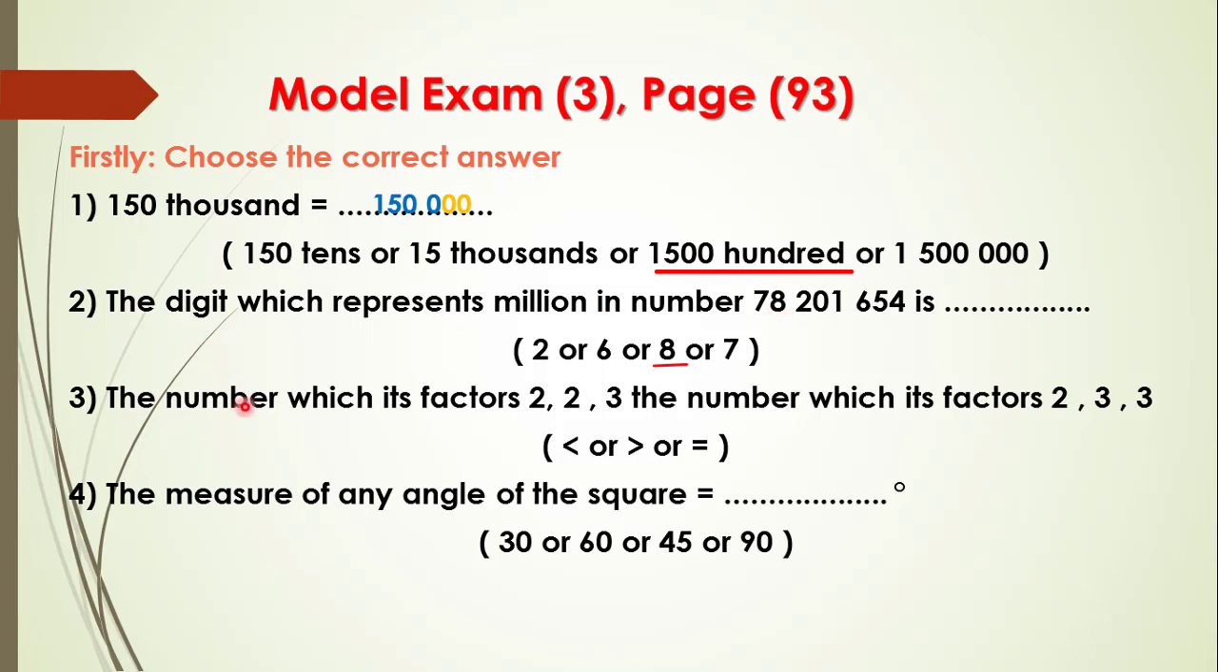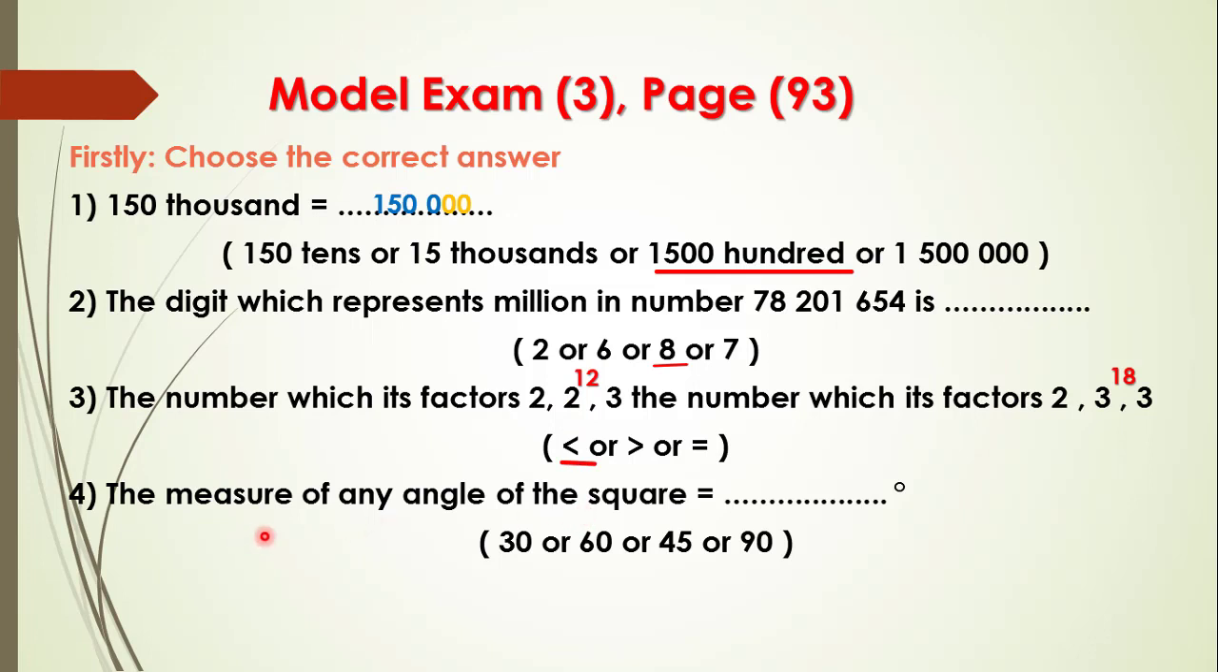Number 3, the number which is its factors 2 and 2 and 3, and the number which its factors 2 and 3 and 3. I want to compare between the two numbers. The first one will be 2 times 2 times 3. 2 times 2, 4. 4 times 3, 12. So this is the first one. The second one, 2 times 3, 6. 6 times 3 equal 18. So we have 12 and 18. Of course, 12 is less than 18.